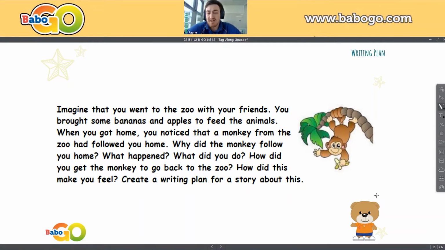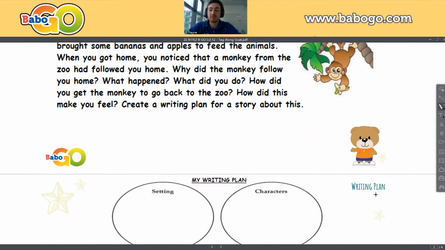So imagine that you went to the zoo with your friends. You brought some bananas and apples to feed the animals. When you got home, you noticed that a monkey from the zoo had followed you home. Why did the monkey follow you home? What happened? What did you do? How did you get the monkey to go back to the zoo? How does this make you feel? Create a writing plan for a story about this. So that's exactly what you need to do when reading it to the student.